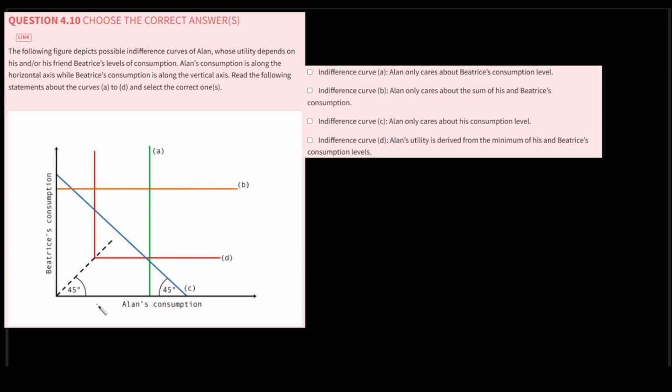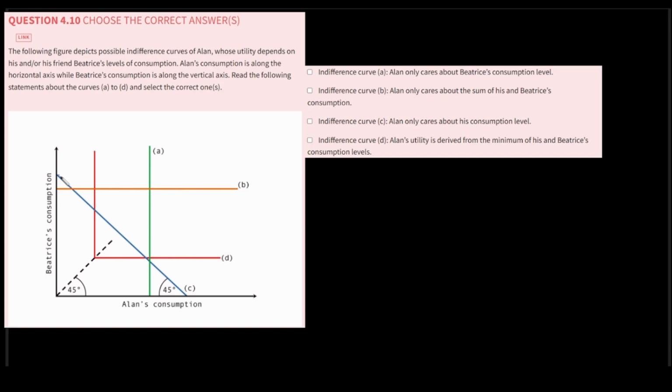And what we notice is if Alan consumes more, there's no trade-off, there's no change, there's no rate at which he gives up Beatrice's consumption for his own. So in this case, B, Alan is entirely, ridiculously altruistic, only cares about Beatrice's consumption and well-being. His own does not play into his utility function, does not play into his preferences or his indifference curves.